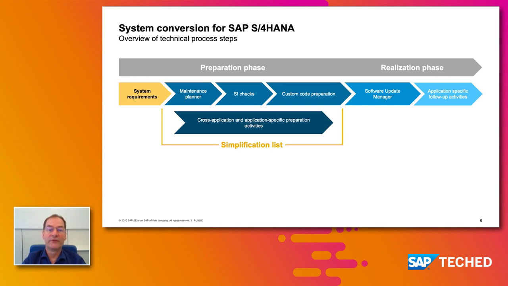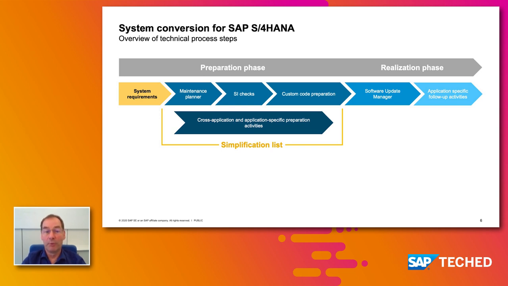We have the so-called simplification item checks. Well, I will have to explain what the simplification item is. That will come in a minute. And we have the area of custom code preparation. So obviously, you have to consider to check your custom code, whether it can still run on the target SAP S/4HANA system. All this is supported by cross-application and application-specific preparation steps.